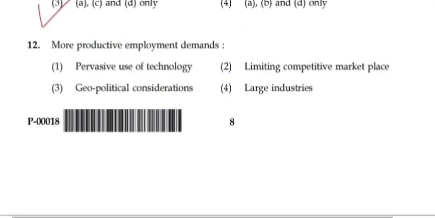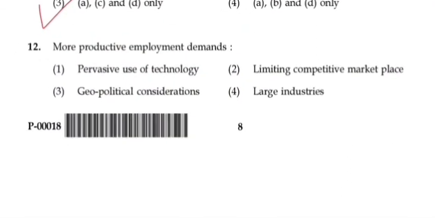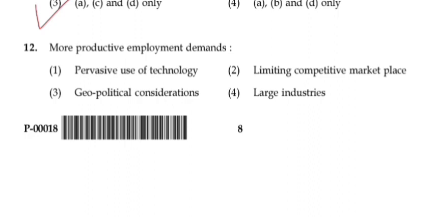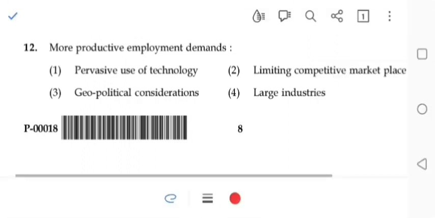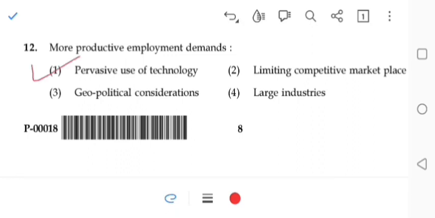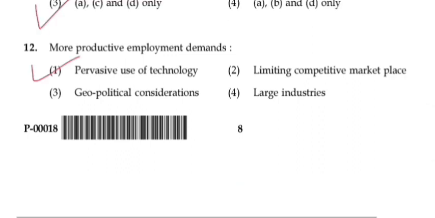Number 12. More productive employment demands what? Pervasive use of technology, limiting competitive marketplace, geopolitical considerations, large industries. It will be pervasive use of technology. This is what more productive employment demands according to the given passage.